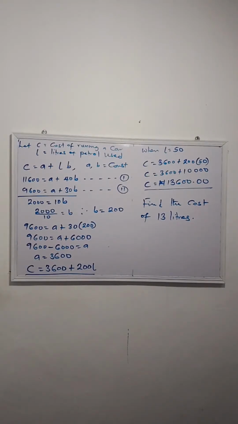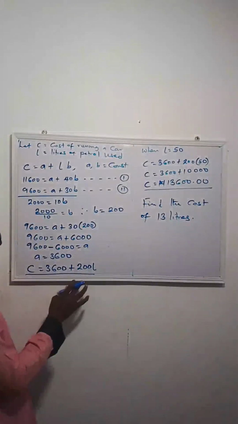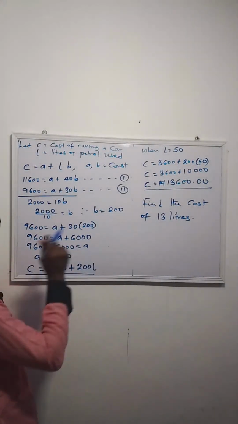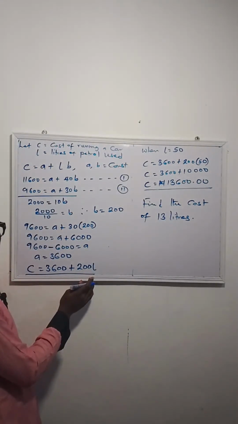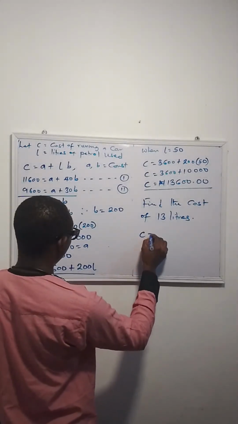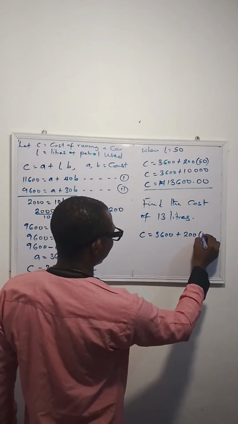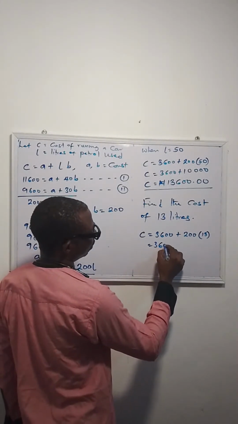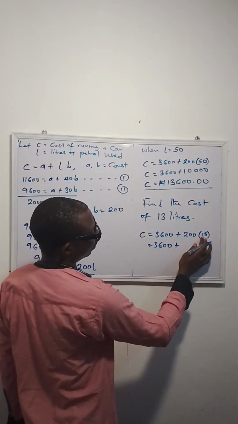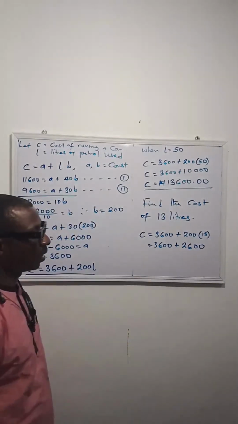I think we have all tried, so let's see if our answer is correct. Let's do it together now. This is the connecting formula, and the liters has been given to be 13. What is going to be the result? Let's plug in the value of liters into this equation. We have C equals 3,600 plus 200 times 13. Now when you multiply this, you have 2,600.